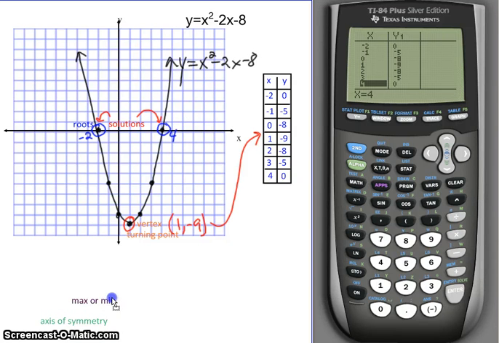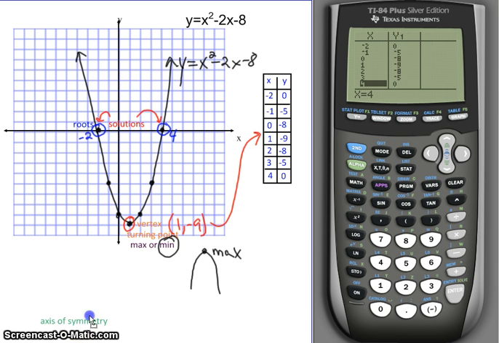We can identify that it's a turning point with the word maximum or minimum. In this case, since my vertex is at the bottom of my parabola, it's called a minimum. If the vertex was at the top of a parabola, like this, then it would be a maximum.